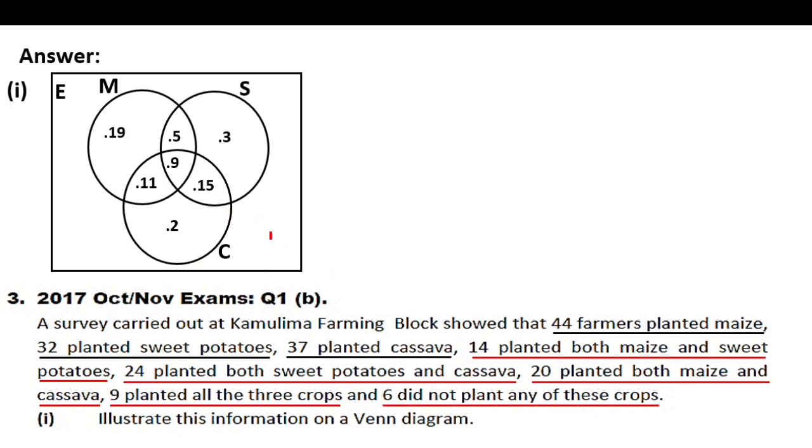Then here they are saying 6 did not plant any of these crops. There are 6 that did not plant any of these crops. Those who did not plant here are supposed to be in the universal set. So we'll put them where? Here, 6.